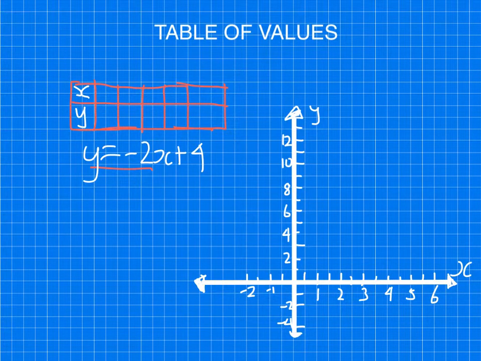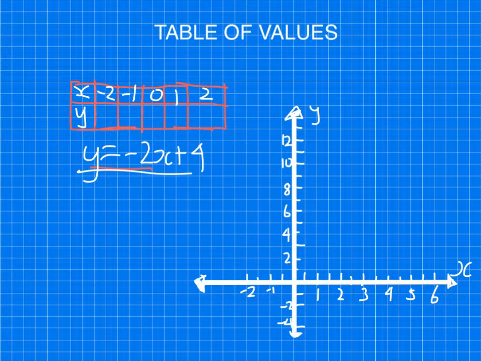Now you choose the x values. Usually it's good to choose a few negative and a few positive ones. So I'll choose minus 2, minus 1, 0, 1, 2. I've chosen those x values, and what I'm going to do is substitute each into this equation to find the corresponding y value.